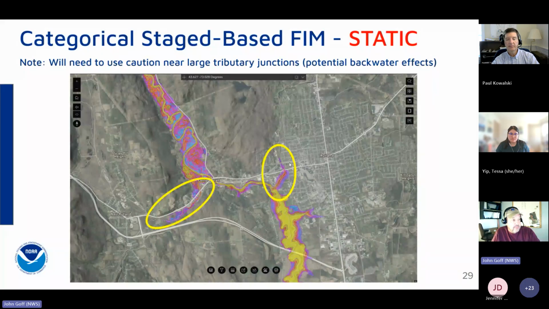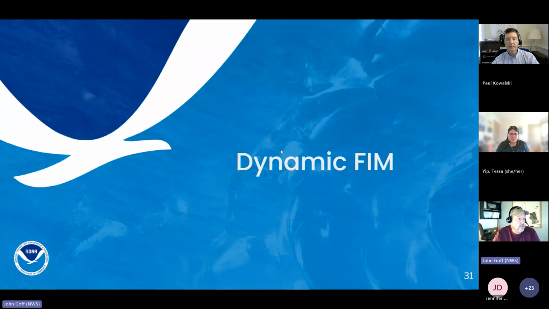So this is the CAT FIM. Again, static FIM, it's not changing. Okay, moving on, dynamic FIM.